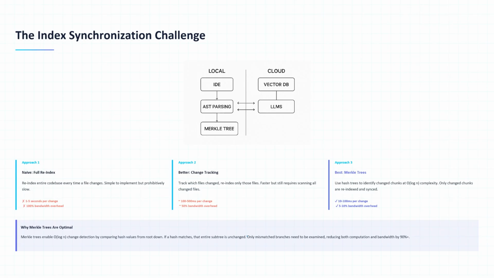So there are three approaches that Cursor might have thought of when they were doing this. Inside of the local IDE, when I make some kind of changes, it updates the AST, which in turn triggers an update inside the Merkle tree, where the deduplication and all is happening. But the vector DB resides on the cloud, right? The LLMs reside on the cloud. How is it solving the synchronization issue?